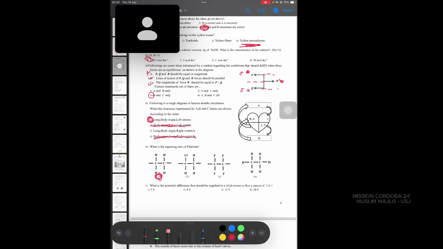What is the potential difference that should be supplied to a 10 ohm resistor for a current flow of 2A? So V equal to IR. Whose law is this? Ohm's law. Very good. Resistance is 10. So answer is 20. Ohm's law. Fourth one is the answer. Okay. Next one.